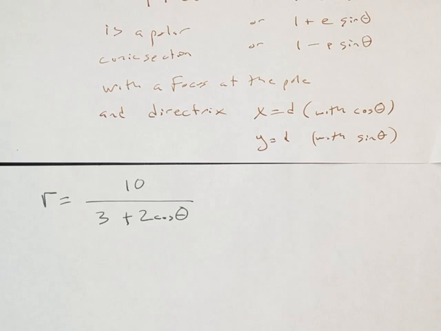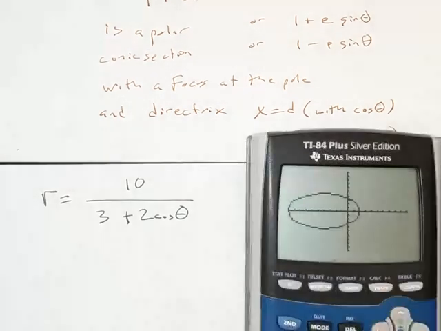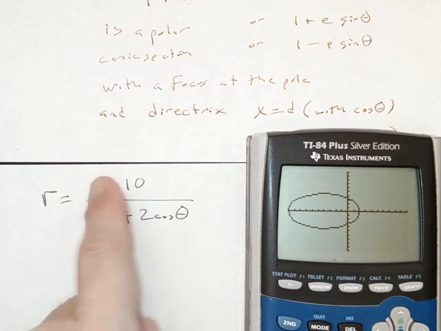So I got that. But that's an ellipse, and that means I should have an e that is smaller than 1. Why don't I see that e being smaller than 1 here? Promise there's a reason.